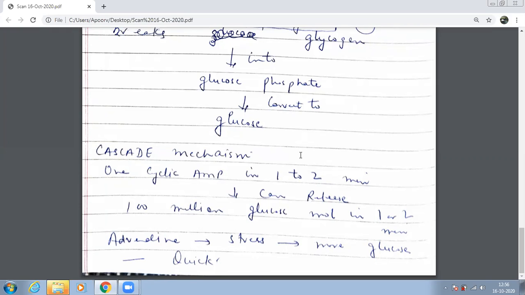So adrenaline will be released when there is stress. If there is stress in an individual, the person is going to get so much of extra glucose.